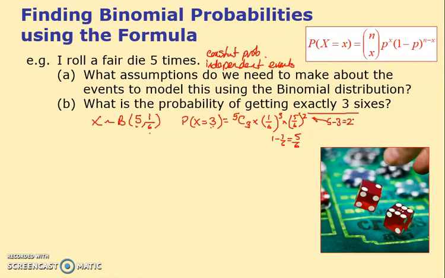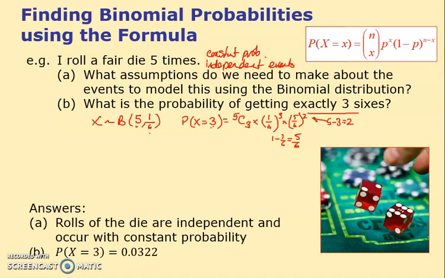And if I type this into my calculator, it's 5C3, 5 press first, then the nCr button, then 3, times by 1/6 to the power of 3, times by 5/6 to the power of 2. And I reckon that is 0.032. That's what the answer is. 0.0322. Good. So it works.